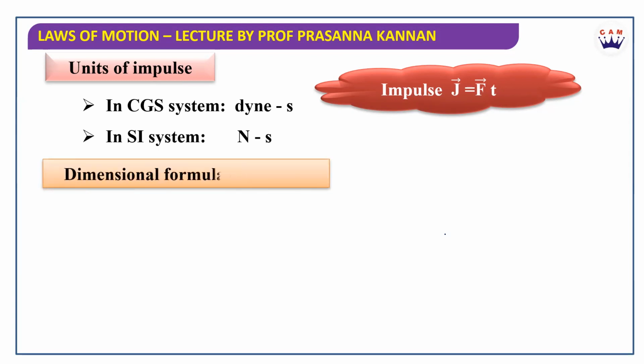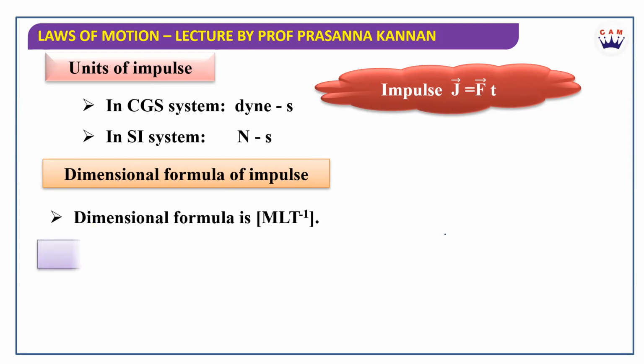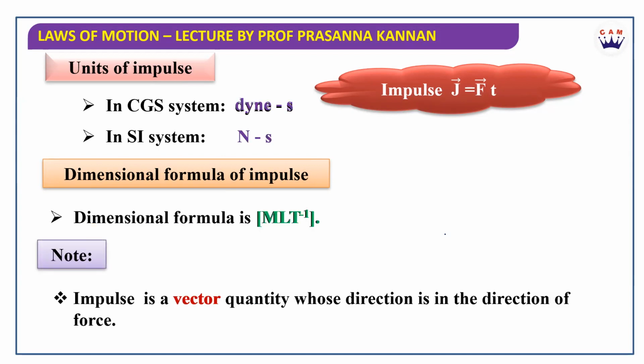In the CGS system, it is dyne second. In the SI system, Newton second. Dimension formula for impulse? Quick, tell me. M L T power minus 1, same as momentum. Impulse is a vector quantity whose direction is the same as the direction of force. So momentum and impulse have the same dimension and same unit. In fact, impulse is nothing but change in momentum.